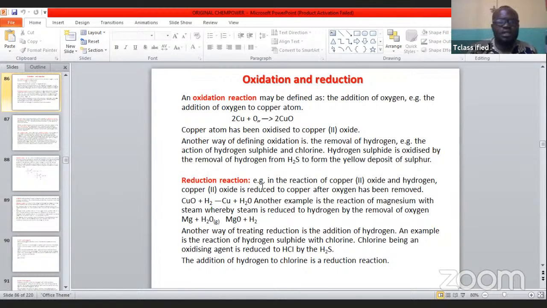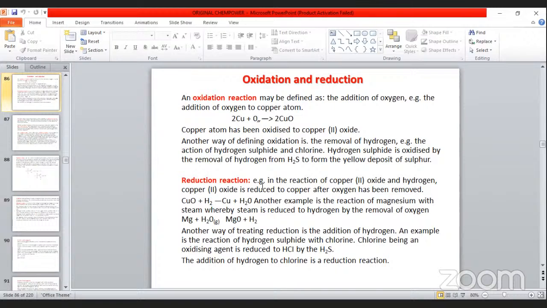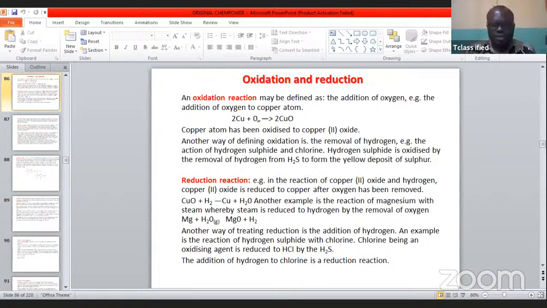Very nice attempt. So oxidation may be defined as the addition of oxygen. Another way of defining it is the removal of hydrogen. Example is the action of hydrogen sulfide and chlorine. Hydrogen sulfide is oxidized by the removal of hydrogen from the hydrogen sulfide to form yellow deposits of sulfur. And reduction is actually the opposite of what happens in oxidation. So in reduction, you have the opposite of what happens in oxidation.